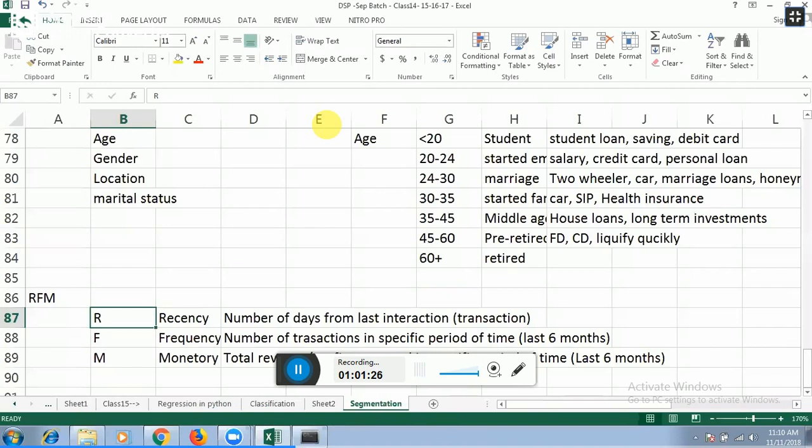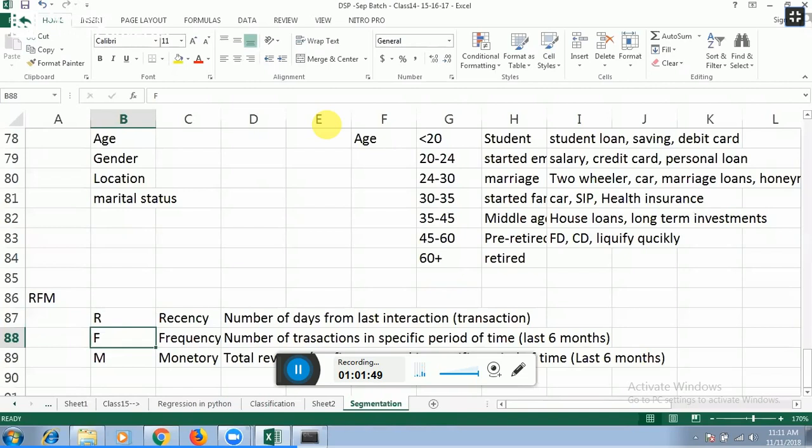Customer inactives, not into regular transactions. So if the R is high, the customer is more inactive. Correct, the number of days inactive. If R is high, there is a possibility of that customer becoming a churner. R is low, that means they're active.